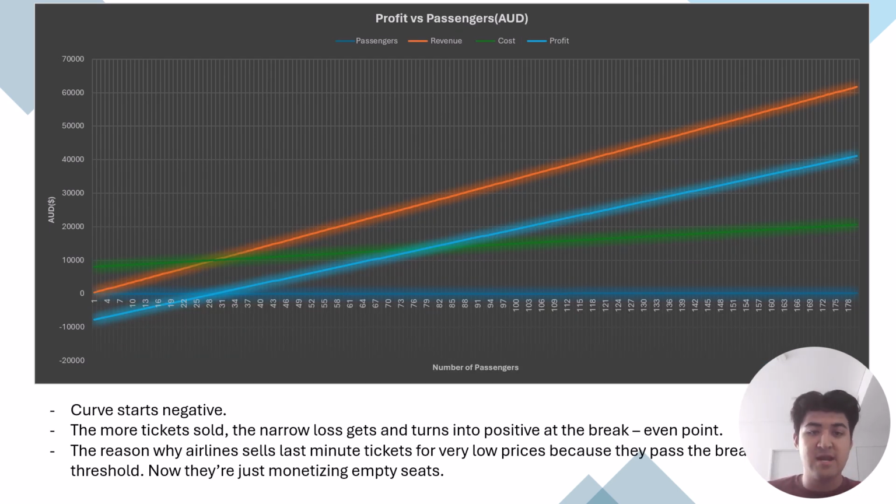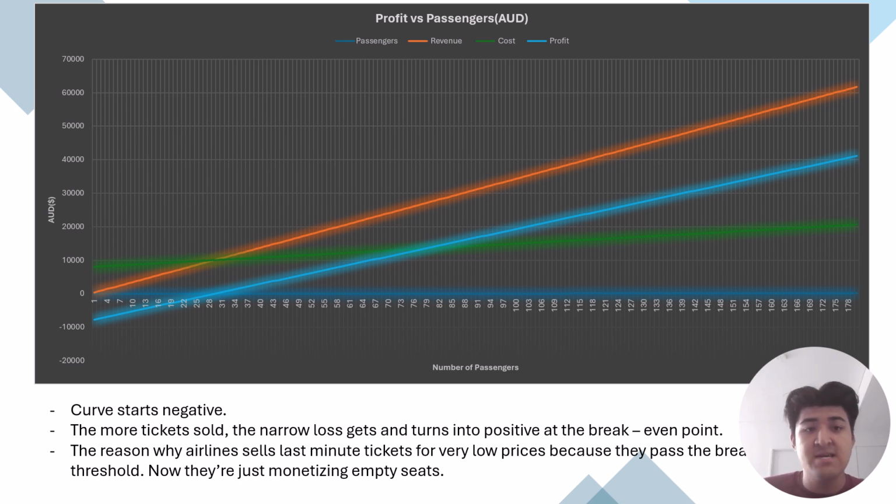To show this more clearly, I created another line chart plotting profit against passenger count. The curve starts deeply negative at 10 passengers. The flight is running at a $5,000 plus loss, but as more tickets are sold, the loss narrows steadily and then flips positive at the break-even point, where revenue begins to cover all the operating costs. From there, it accelerates rapidly.